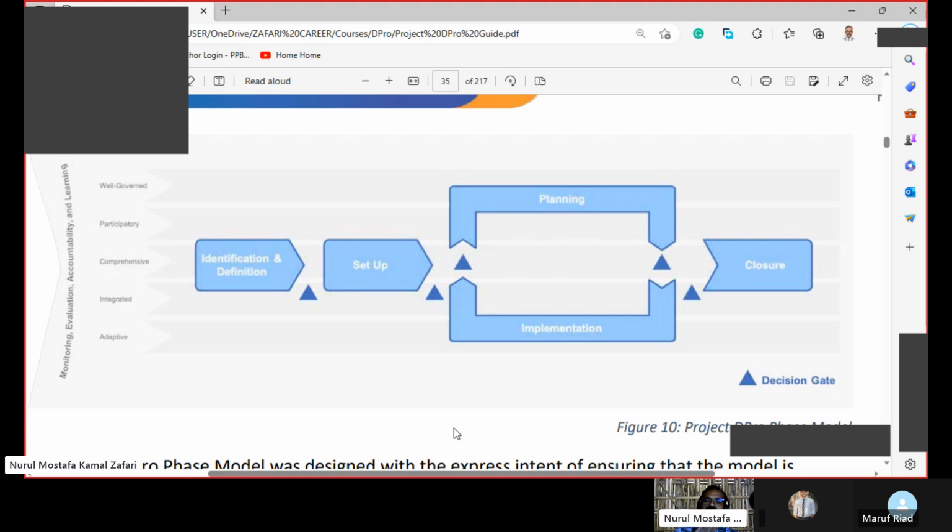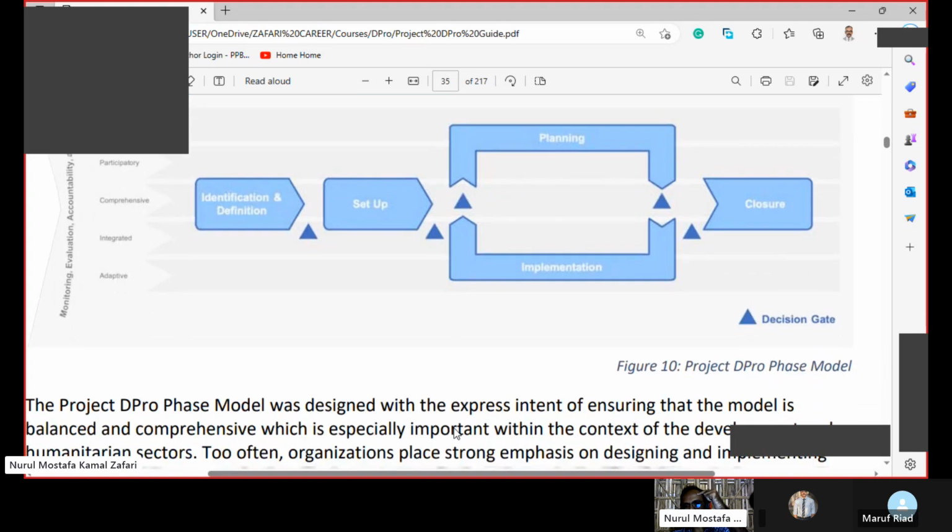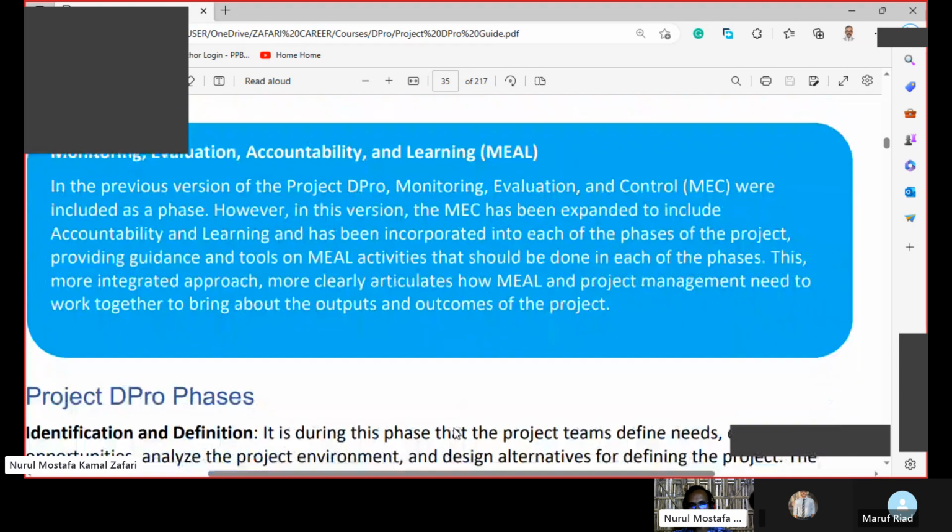And in each phase, we have to put one thing, a cross-cutting issue, and that is monitoring, evaluation, accountability, and learning. So to understand this, let us stop here. Then let's go back to the blue box, and then I will come back again. Monitoring, evaluation, and accountability.